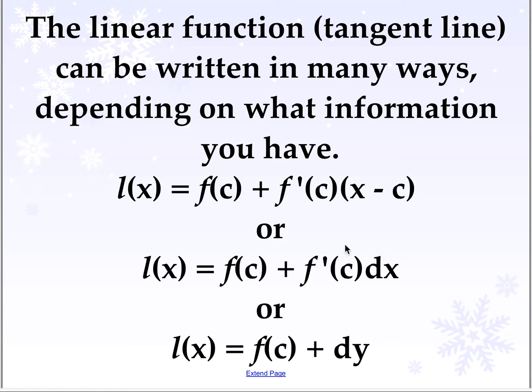But then the last thing is, if you have f prime of c times dx, let's say you're not given the slope of the tangent line, but you know the approximate change in y, you could find the equation of the tangent line as the y value plus the approximate change in y value, and use that to calculate any approximations.